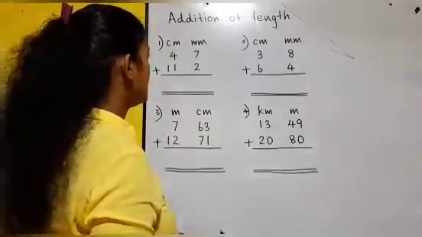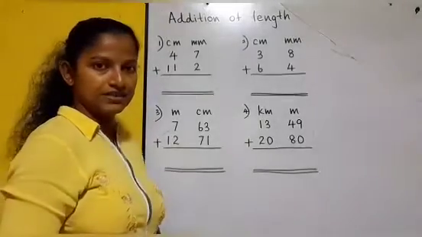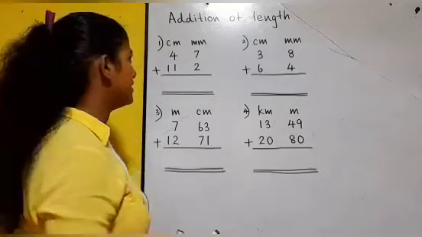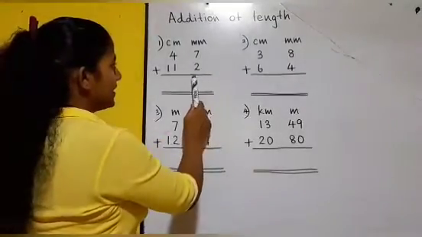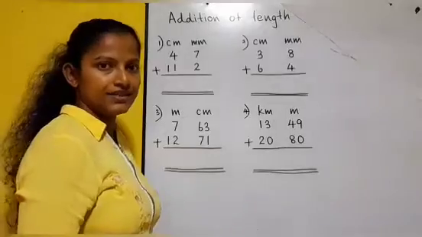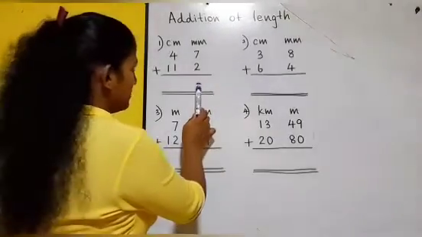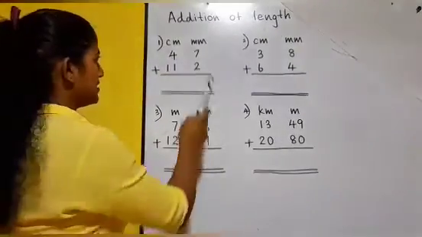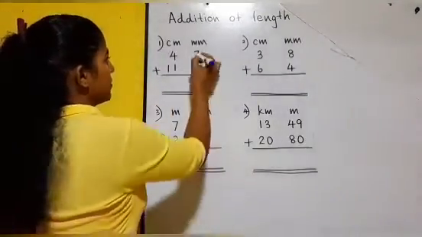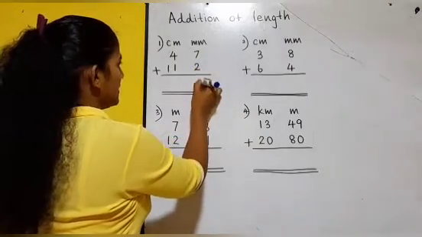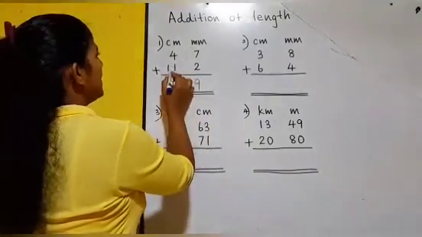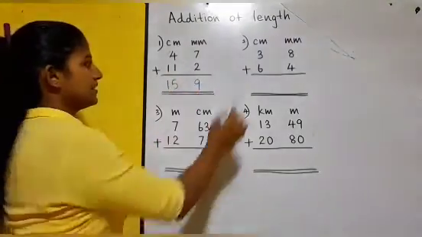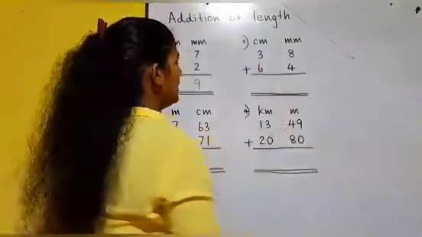The relationship between centimeters and millimeters is 1 centimeter equals 10 millimeters. So the maximum amount we can keep in the millimeter side here is 9. If we take 10 millimeters here, we have to take it to the centimeter side as 1 centimeter. So we will do the addition. 7 plus 2 is 9. Then 11 plus 4 is 15. The answer is this. Then the second one, centimeters and millimeters.